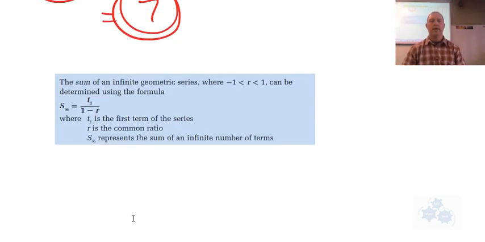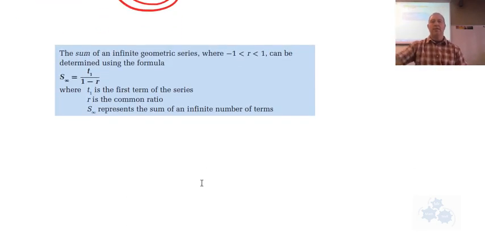Here's what we're looking at here. The sum of an infinite geometric series where r is between -1 and 1. That means it's like a fraction, like a decimal, less than 1. Positive or negative doesn't matter so much, but the numbers in the list have to be getting smaller. Then this is the formula.